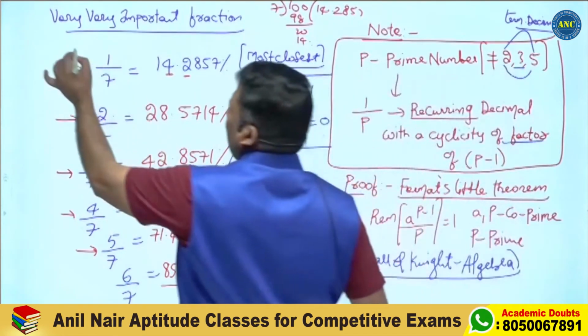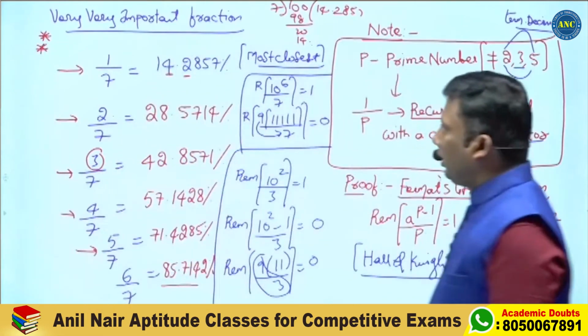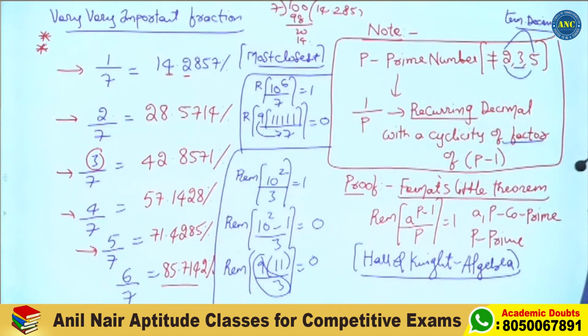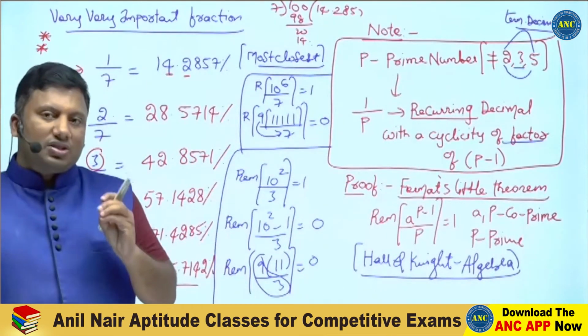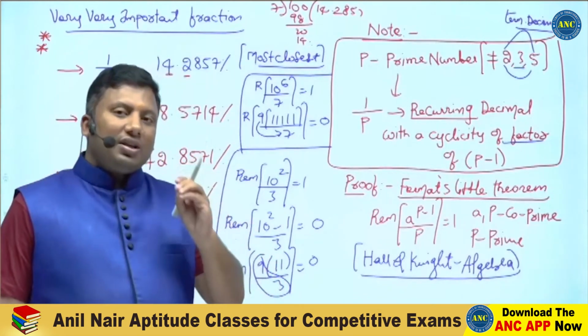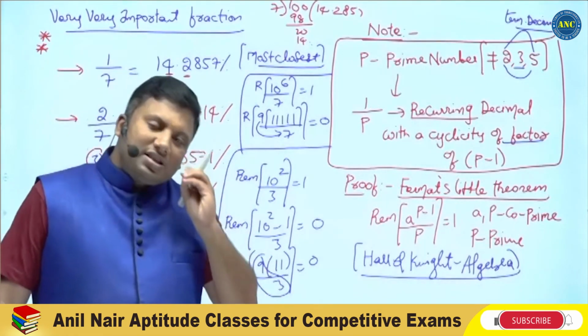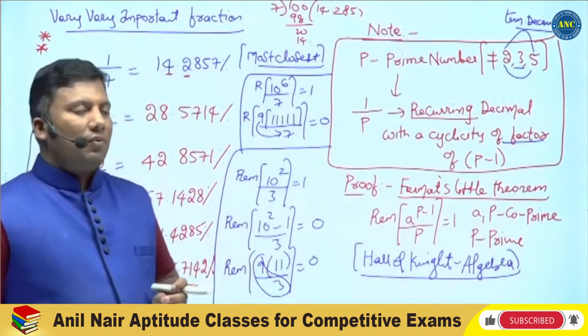85.7142. Please put a star mark on this concept. Very, very important concept. Extremely important concept. What are the learnings from this slide? First of all, if the denominator is any prime number other than 2 and 5, I will always get the closest answer. That is learning point number 1.